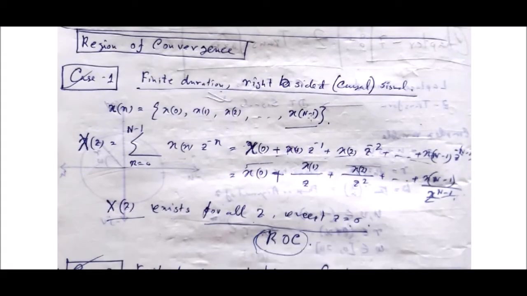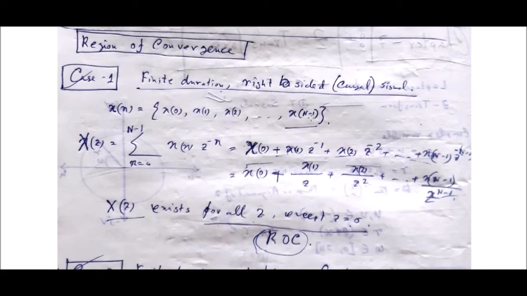Now, what is region of convergence? Region of convergence is very important for Z transformation or for any transformation theory. Region of convergence means, within the complex plane, the particular region in which the Z transform of a particular signal will exist, and beyond that region the Z transform should not exist or may not exist. Okay, that is the region of convergence.